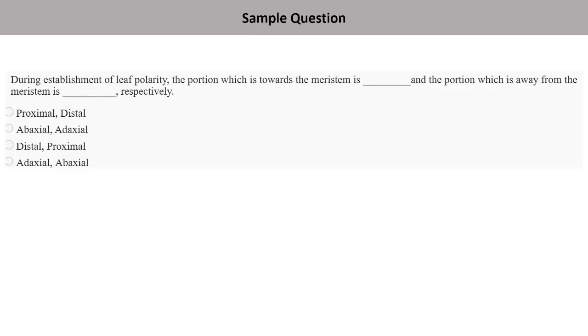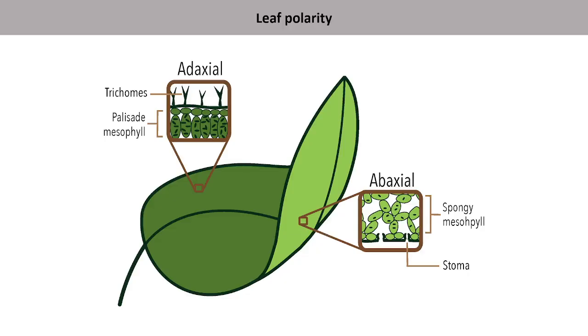So first let's understand what the two polarities of the leaves are. It is called the adaxial side and the abaxial side. The abaxial side is nothing but the lower surface of the leaf and the adaxial side is the upper surface of the leaf. The lower surface will have a lot of spongy mesophyll and also a huge amount of stomata. On the other hand, the adaxial surface of the leaves will contain a lot of trichomes and palisade mesophyll cells.